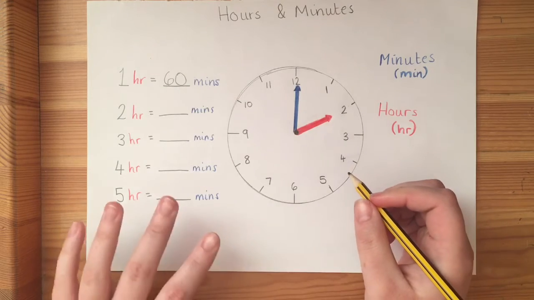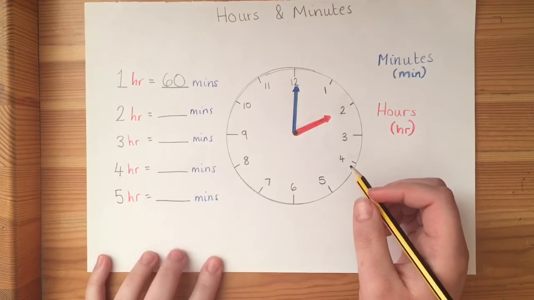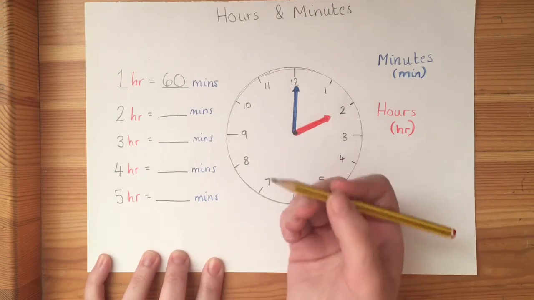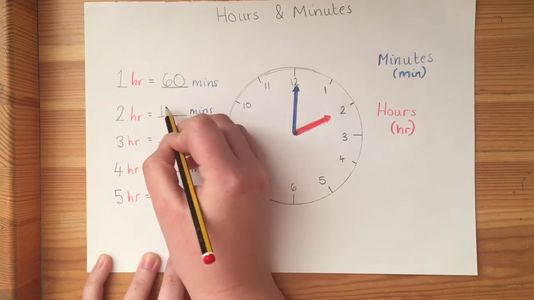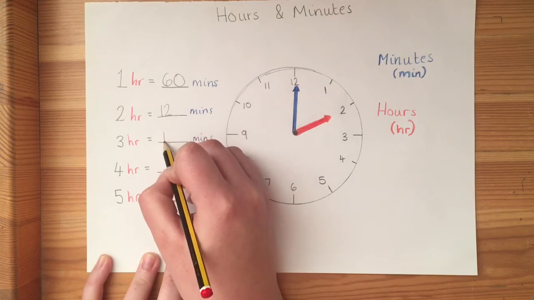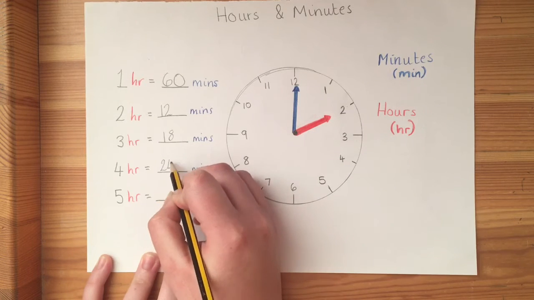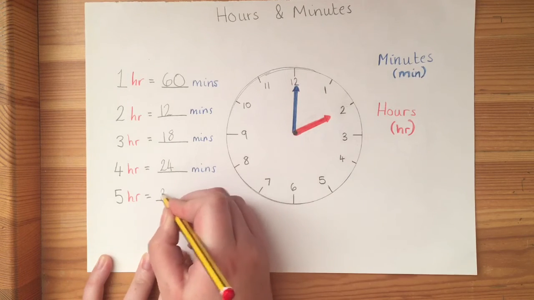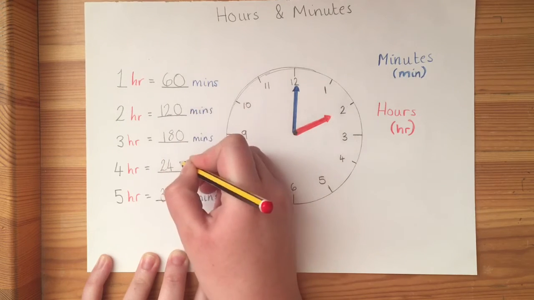Now, the cool thing about minutes into hours is it's just the 6 times table, but they all have a 0 on the end of them. So if you know your 6 times table, it goes 6, 12, 18, 24, 30, and then we just add a 0 to the end of all of these.